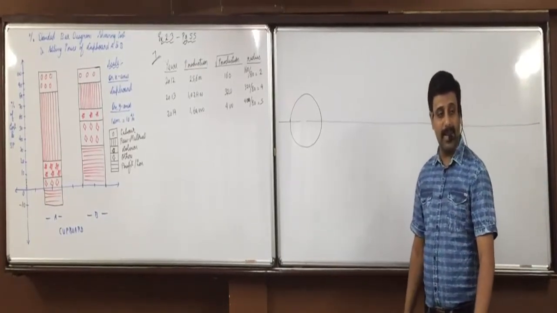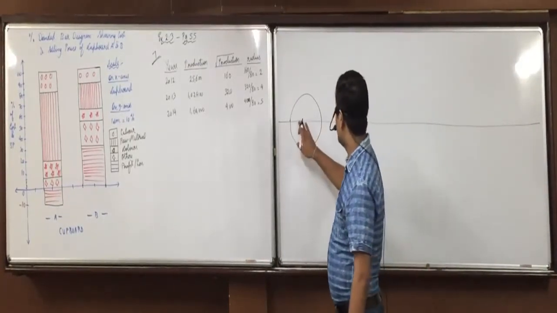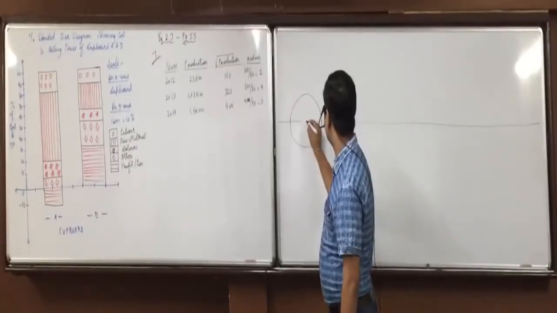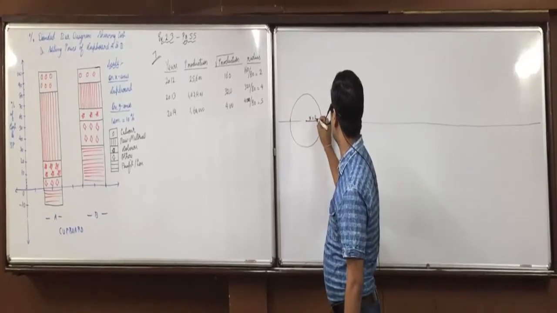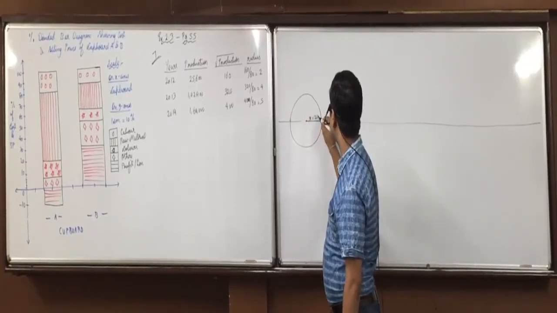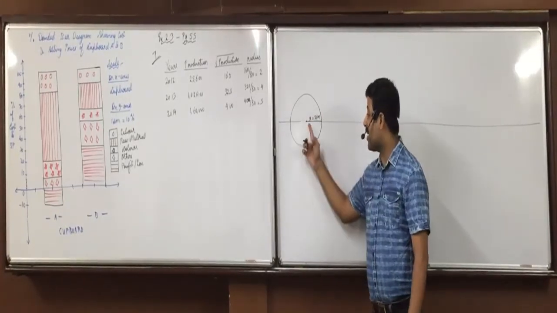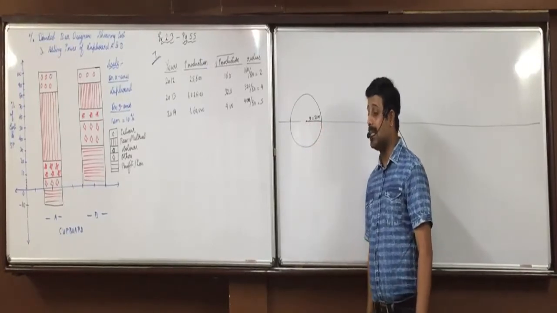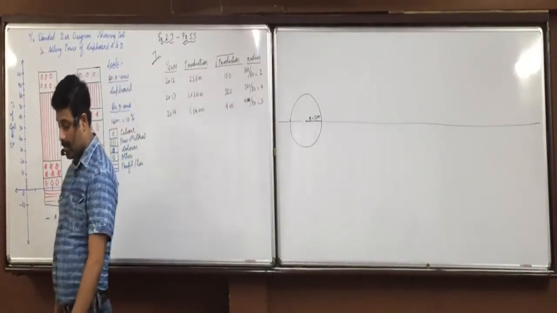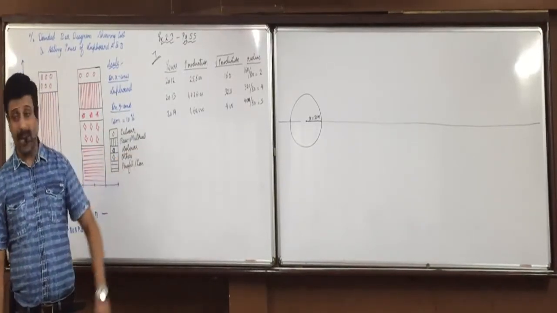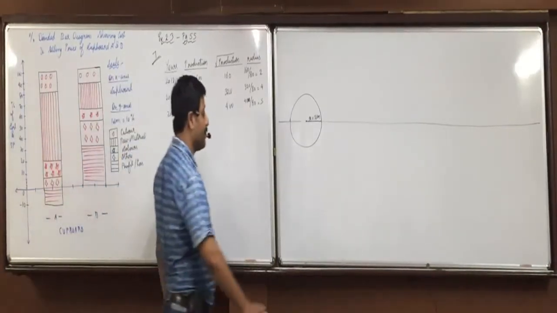Is everyone clear with that? Means from the center to the circle, cross verify that it must be 2 centimeters. Is it 2 centimeters or not? Draw that radius line and write down 2 centimeters over there.